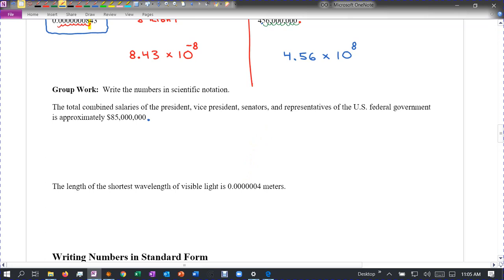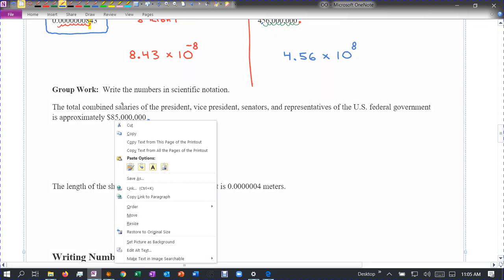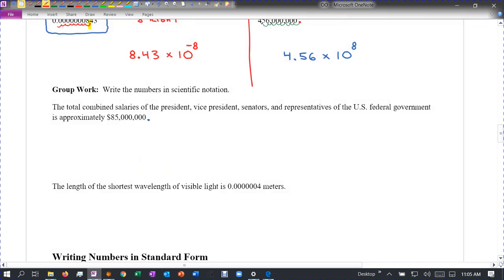We're going to move it to right behind the 8. So we always want to have just a single digit in front. Okay, so we know it's going to be 8.5 times 10, and we're going to be moving this 1, 2, 3, 4, 5, 6, 7 places to the left, and left means positive, so we're going to have 8.5 times 10 to the 7th. And this is money, right? So that's how much.